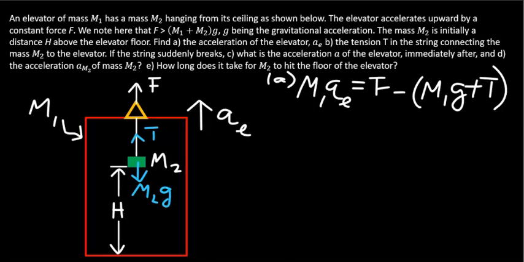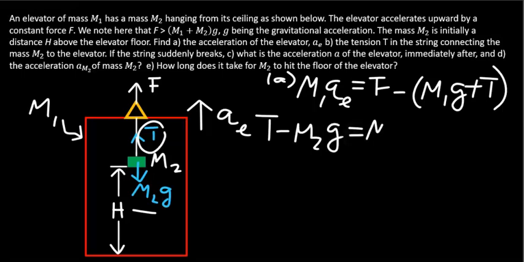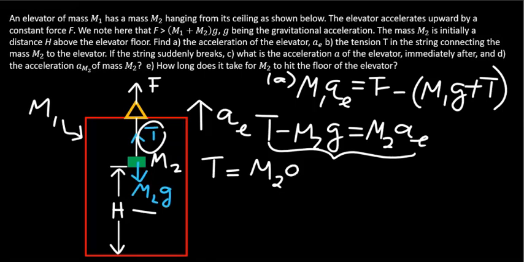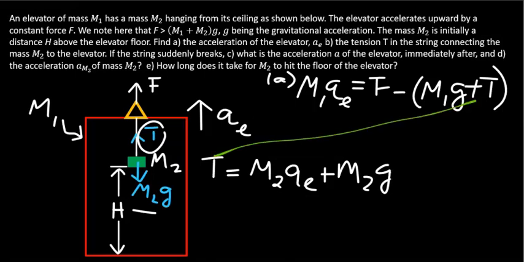Since the acceleration of the elevator is upward, and therefore the acceleration of m2 is upward, T must be greater than its weight. So T minus m2g equals the mass of that weight hanging from the ceiling m2 times its acceleration, which is AE. That means from this equation we know tension equals m2 AE plus m2g. Let's substitute this T in here.